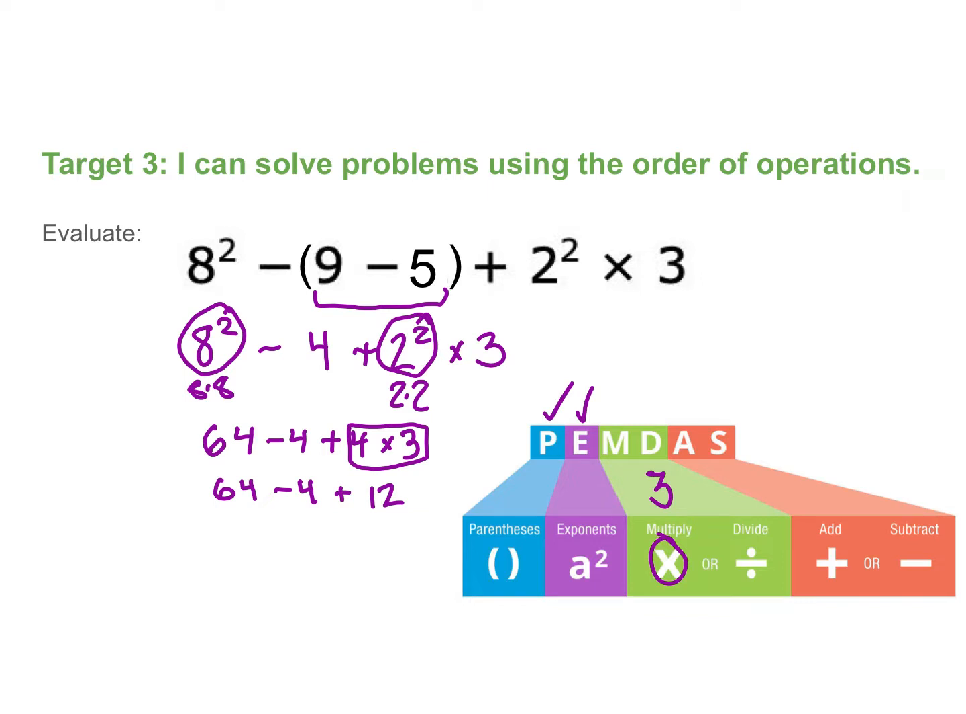All right. Now I'm on to step 4. I only have adding and subtracting left. I'm going to do them in order from left to right. First, I'll take 64 minus 4, which is 60. And then I will add 12 to get a total of 72.